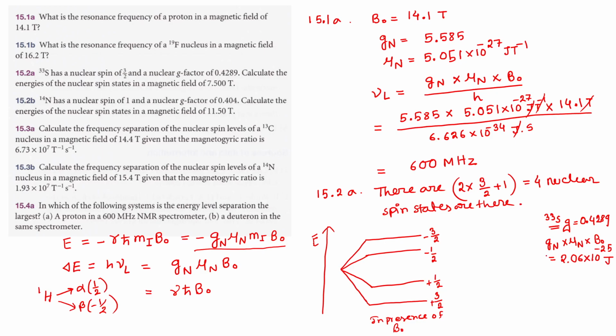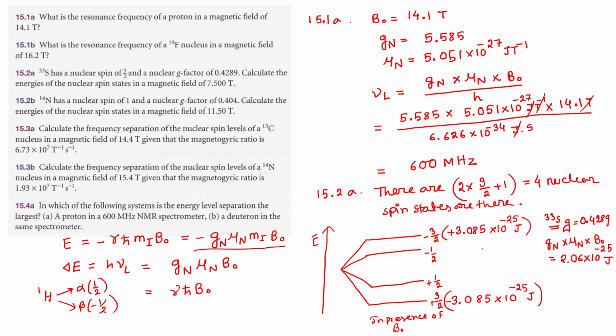Now we need to multiply with mI, right? So for the state +3/2, the energy would be 3.085 times 10 to the power minus 25 joules. The minus sign would be there, obviously. Why? Because it is minus gn, right? So obviously this would be plus 3.085 times 10 to the power minus 25 joules.